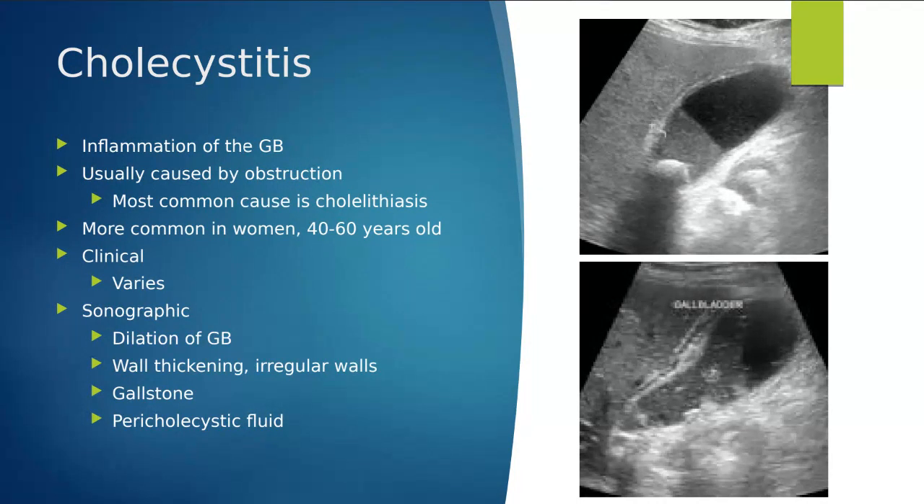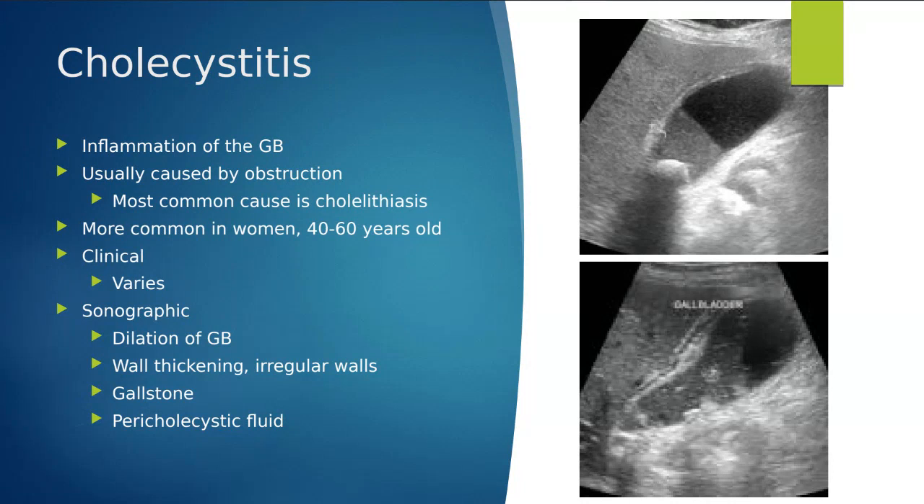It has this backup of bile fluid. This is going to cause the gallbladder to become inflamed. So that's going to be the reason for most cases of cholelithiasis. There's some type of stone somewhere blocking the normal function of that gallbladder. Most common in women, 40 to 60 years old.